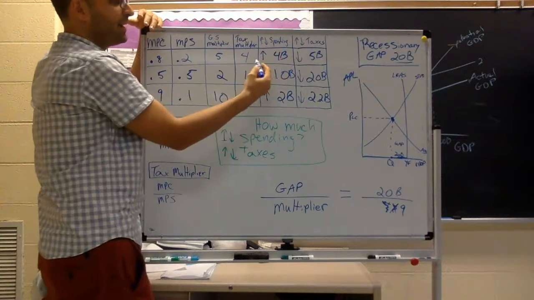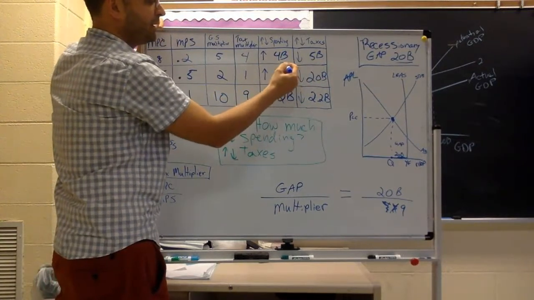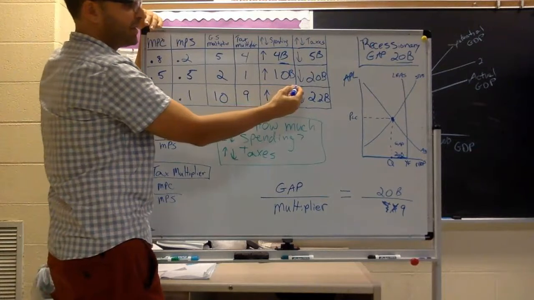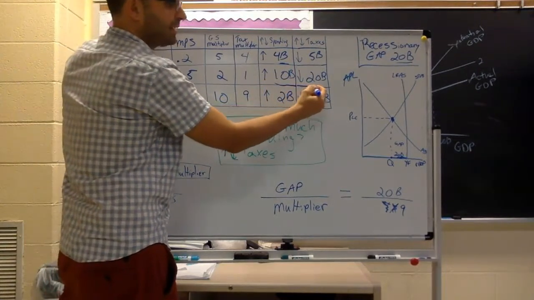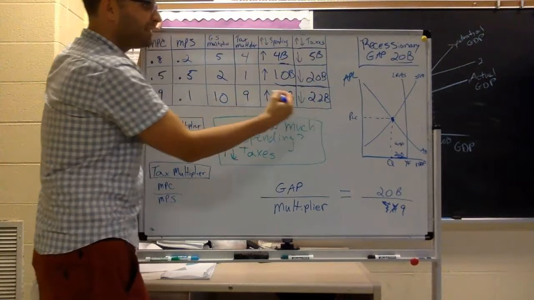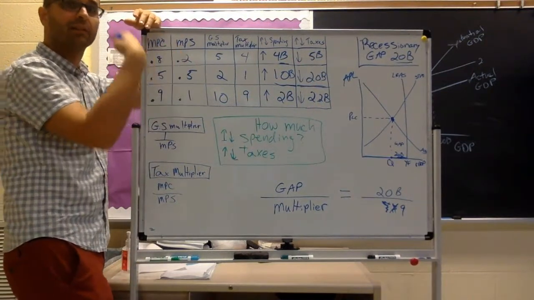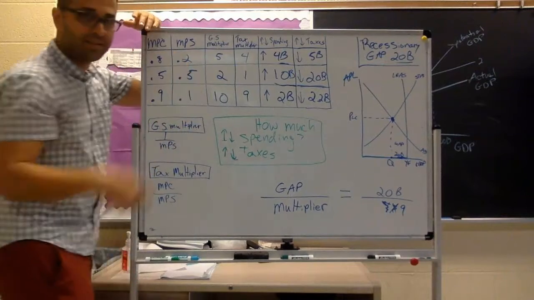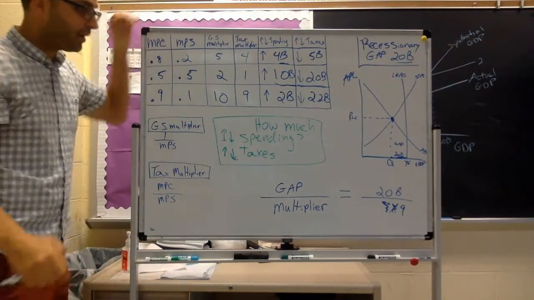If they increase spending, they can close the gap in this one by $4 billion, but they have to cut taxes by $5 billion. In this one, they have to increase spending by $10 billion, but they'd have to cut taxes by $20 billion to have the same effect. So each of these movements leads to a $20 billion increase in output. So you have to cut taxes by more to have the same effect. All right, hope you understand it.